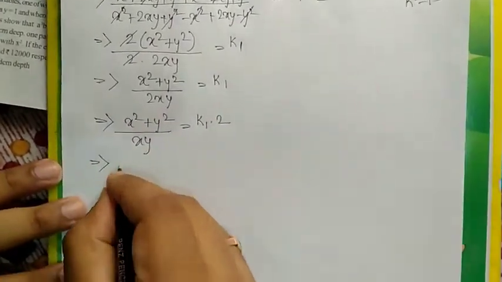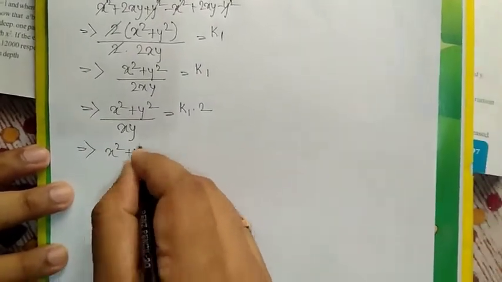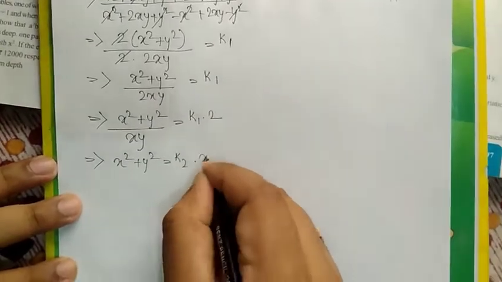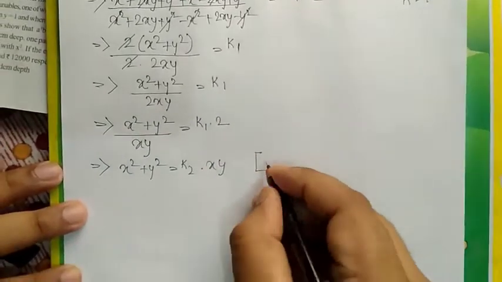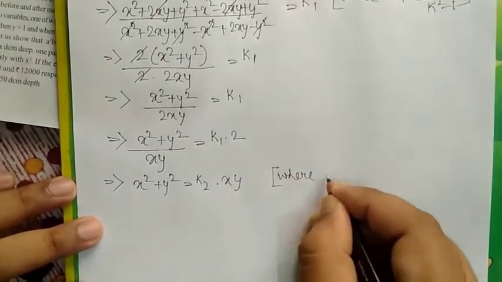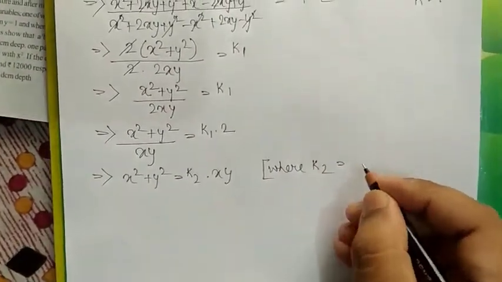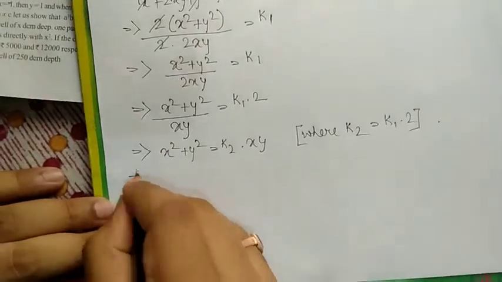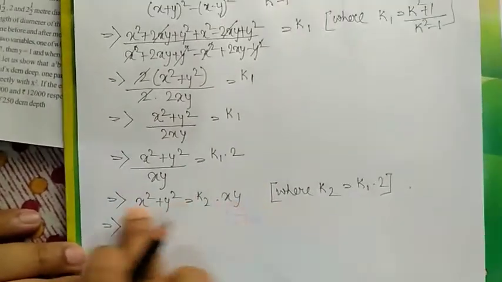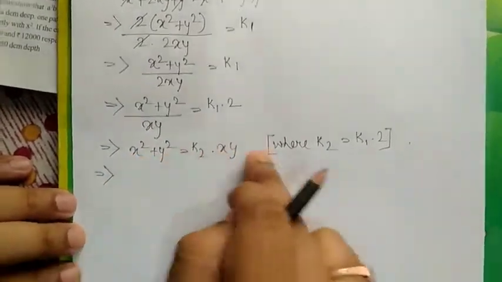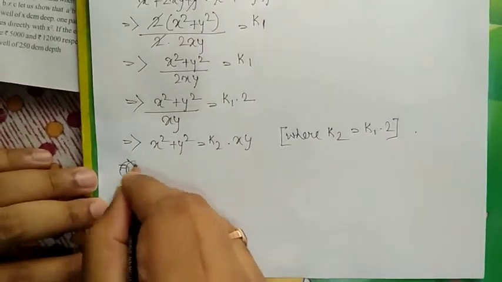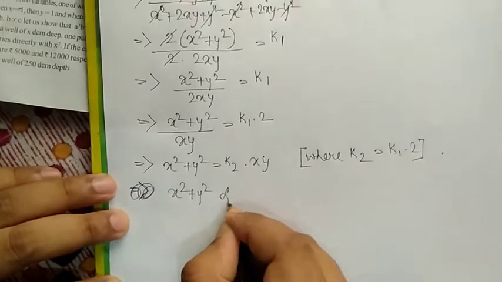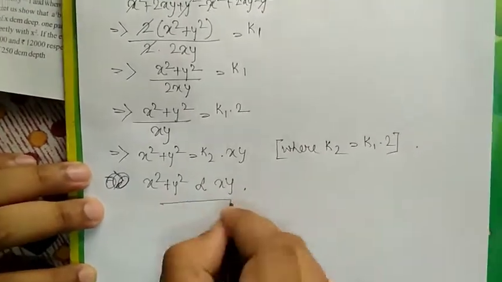After that x square plus y square equal to k2 into xy, where k2 equal to k1 into 2. We just assume that. Now this is the form of direct variation. So therefore we can write x square plus y square varies directly as xy. Now this one is proved.